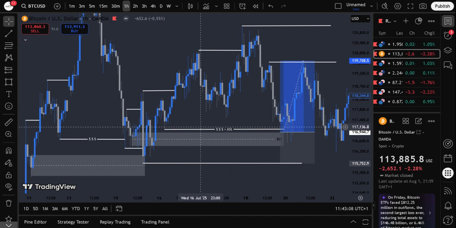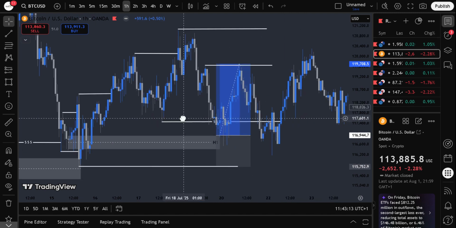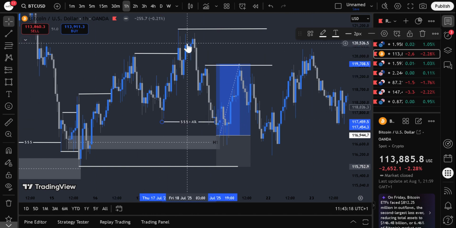The best type of inducement to look for is always the ones that have a V shape pattern, right? So let me show you what I'm talking about. You can see this V, right? This is what we look for, this V type pattern right here.